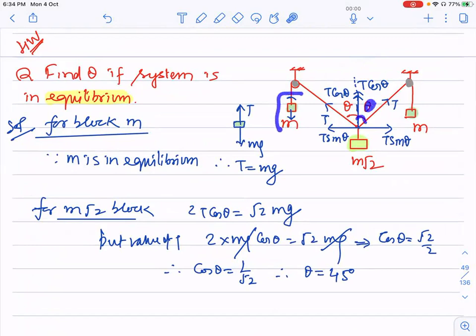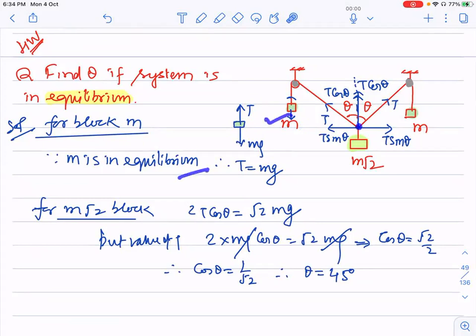What we do, we'll take this block first. उसका FBD बना लिया. Tension is T here, and downward force is mg. Since it is in equilibrium, T will be equal to mg. Net upward force will be equal to net downward force. So T is equal to mg. So this is for block M.